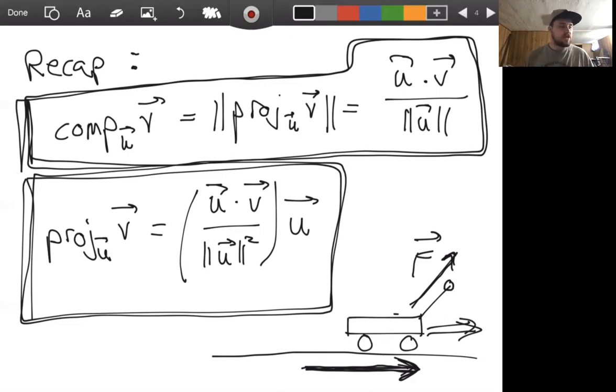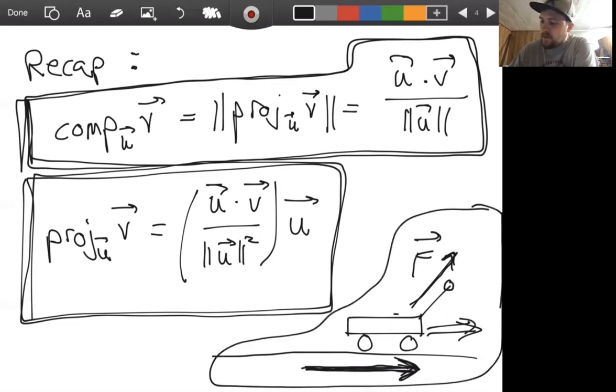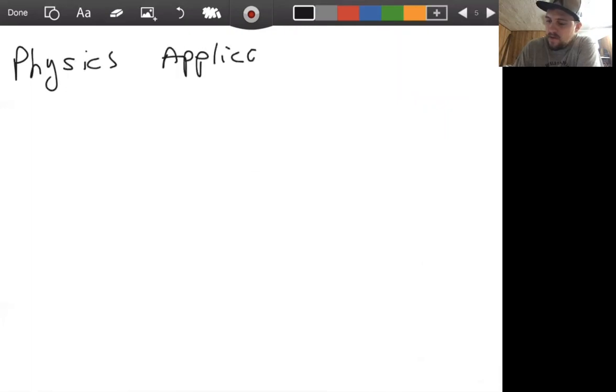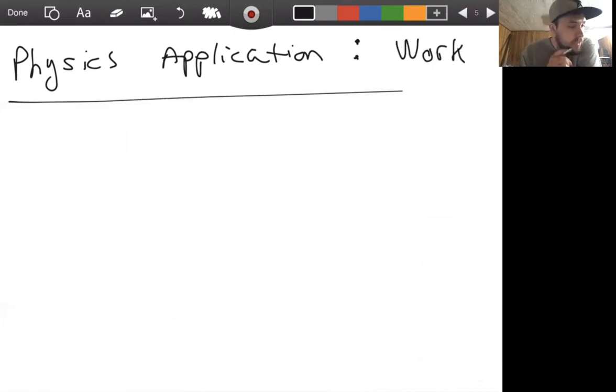And we'll actually talk about work here. So maybe while I'm in this realm of physics application, let's talk about using projection vectors and dot products to calculate work. Okay. So here's a physics application, and it's calculating work.